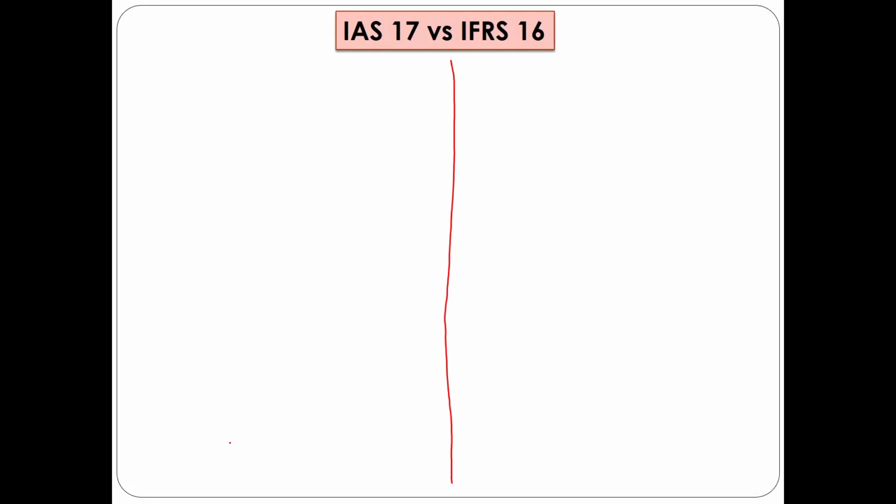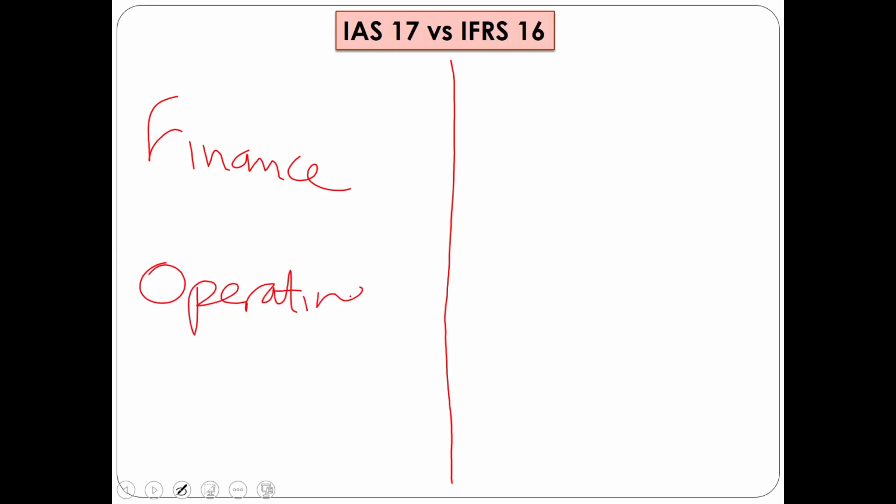IFRS 17 required us to categorize our leases as either finance lease or operating lease. So we needed to consider whether it's finance or operating. The standard basically said an operating lease is a lease that is not a finance lease. So its main focus was on determining whether a lease was actually a finance lease or not. If it is not a finance lease, it then automatically becomes an operating lease.